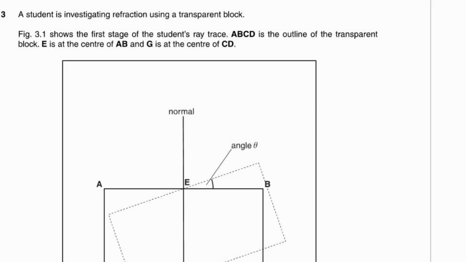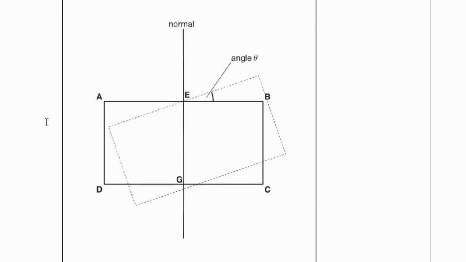3. A student is investigating refraction using a transparent block. Figure 3.1 shows the first stage of the student's ray trace. ABCD is the outline of the transparent block. E is at the centre of AB, and G is at the centre of CD. And there's our diagram there.